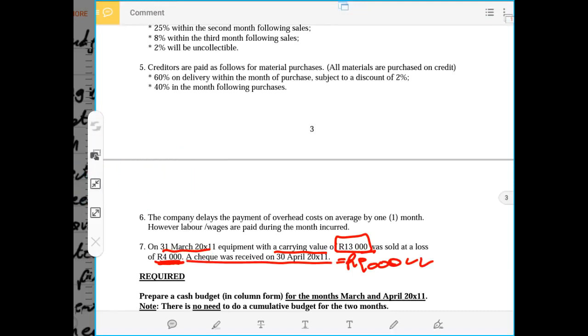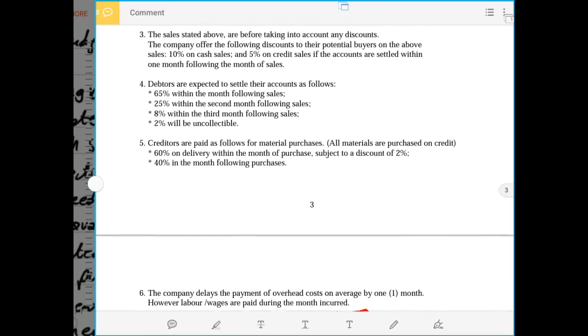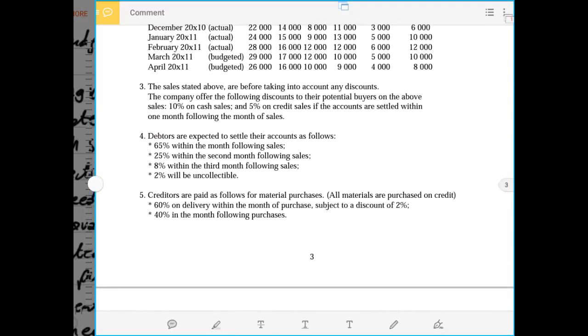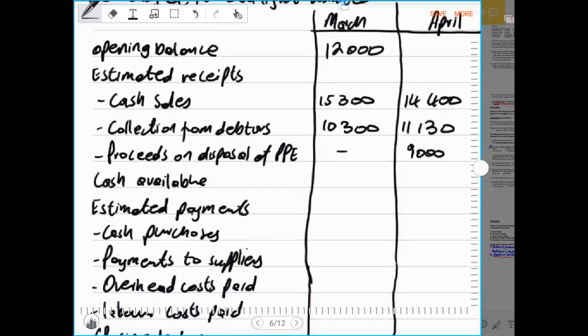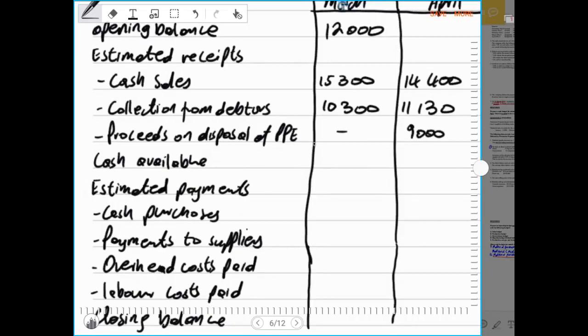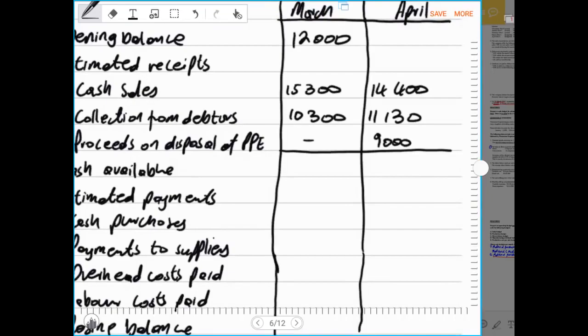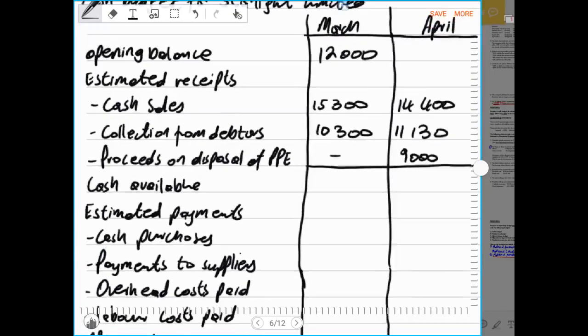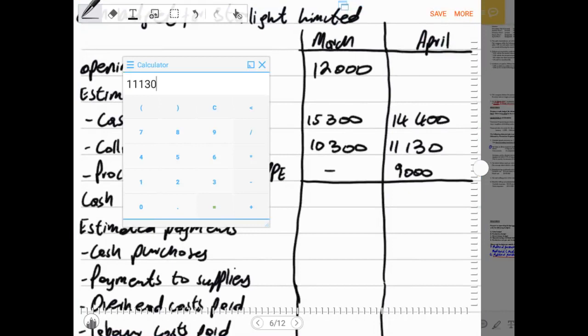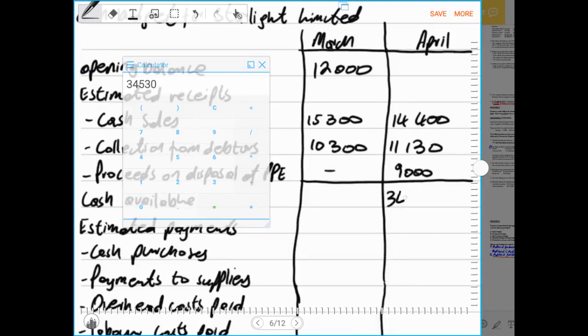Then after, now we have to look at the payment of our creditors. We first have to start with the cash purchases. Let us first calculate the total cash available, which is 11,130 plus 14,400 plus 9,000. That will be 34,530.